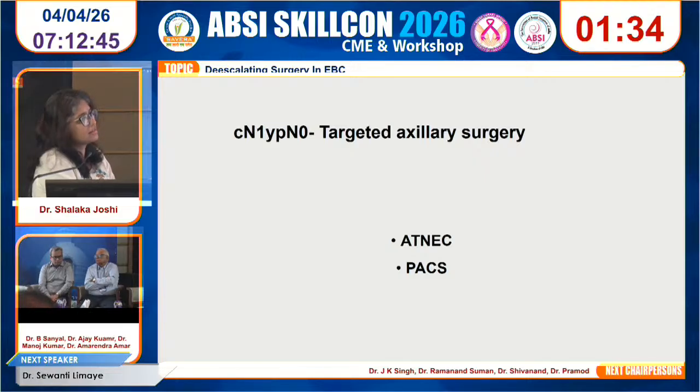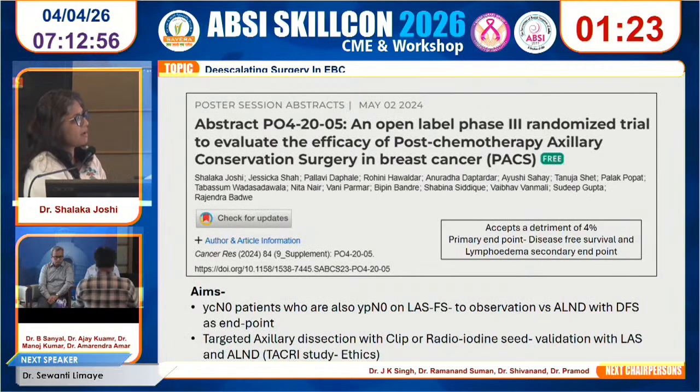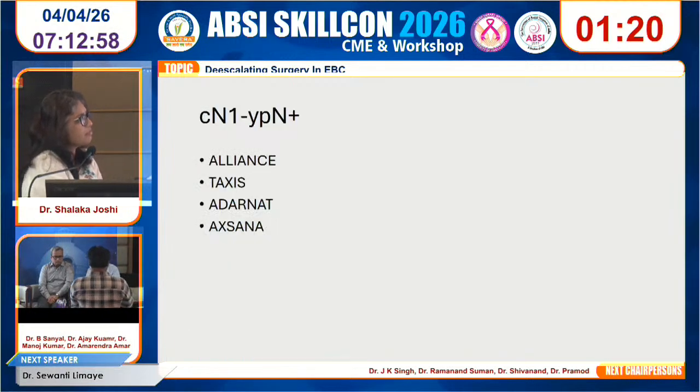ATNEC and PAX, this is our center study which is ongoing. We've randomized around 650 patients now, which are focusing on targeted axillary surgery. This is ATNEC. Primary endpoint is DFS. This is our study. Primary endpoint is DFS, and secondary endpoint is lymphedema.